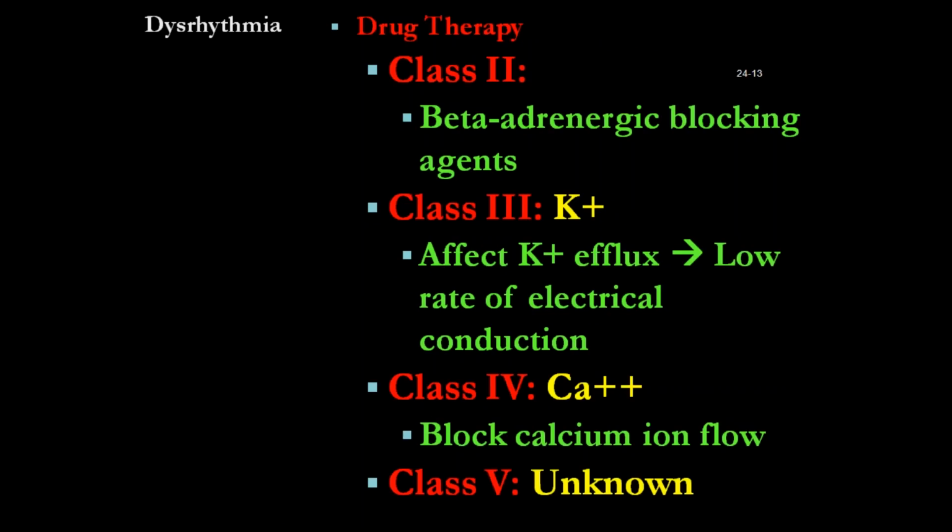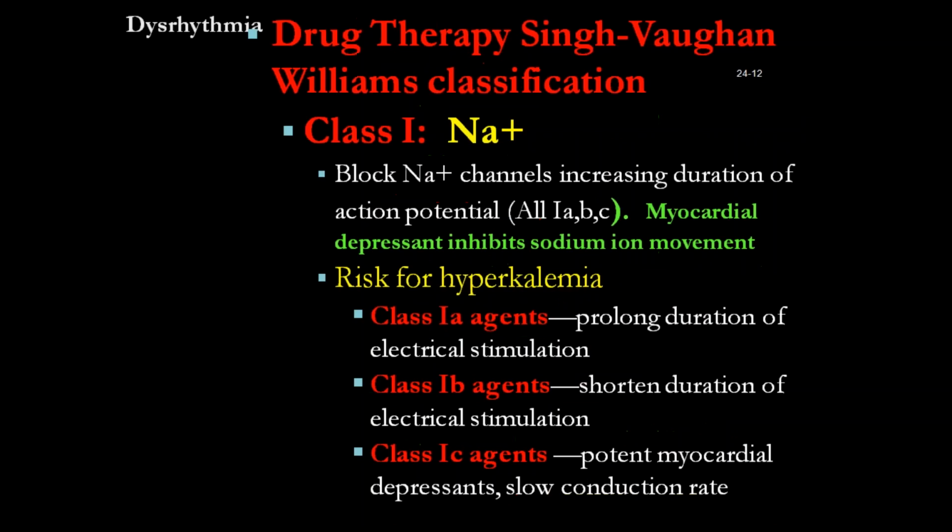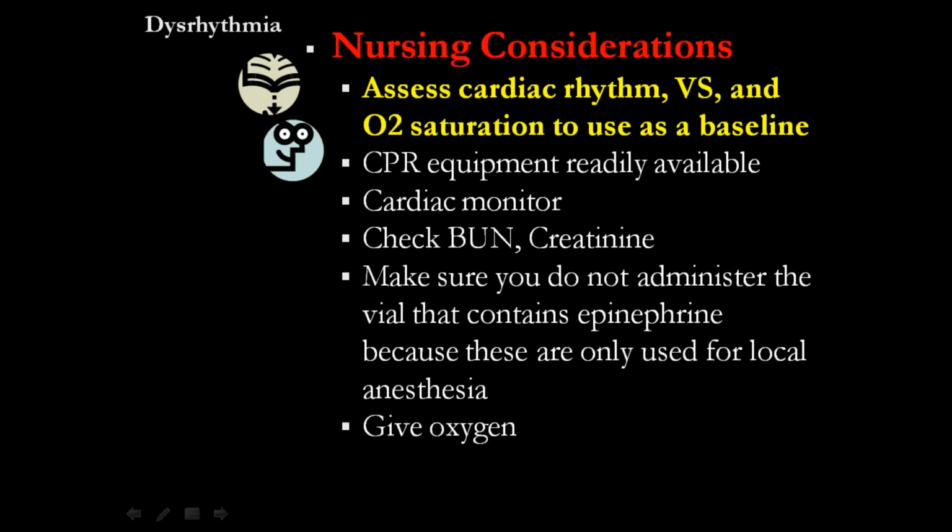We have class 4, the calcium channel blockers. We're going to talk about that. And the mechanism of action of some of the class 5 agents is going to be unknown. I just want you to be familiar with this. This classification was made already 40 years ago, and it is the Singh-Vaughan Williams classification. Okay. All right, so let's keep going.